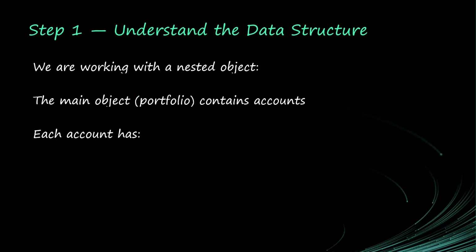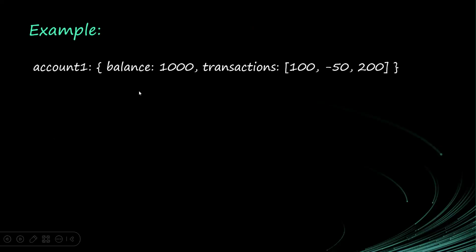Each account has a balance and also has transactions, and the transactions are actually arrays of numbers. So you should understand the data structure. This is what we taught our students in day five. If you don't understand objects in JavaScript, you should enroll for that program. So for example, our portfolio has account one, account two, account three. Our portfolio is an object that has nested objects inside of it.